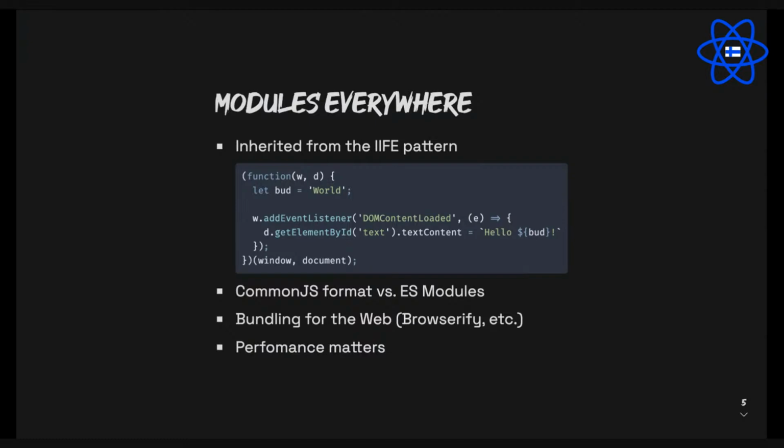We started with the IIFE pattern, which is an immediately invoked function in JavaScript that allows you to declare a function and immediately run it. And it is the basic pattern that we used in the past to start to sandbox some kind of variables, just to preserve the global scope and isolate the variables.